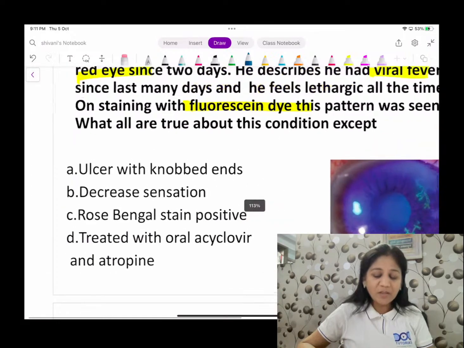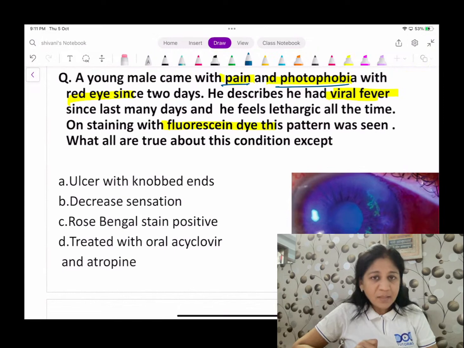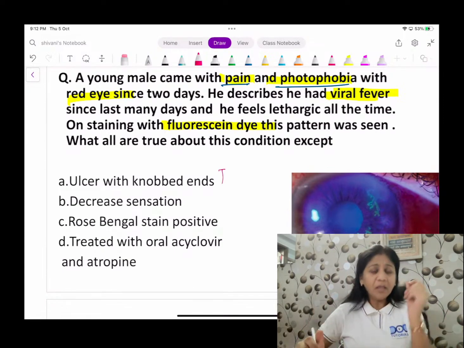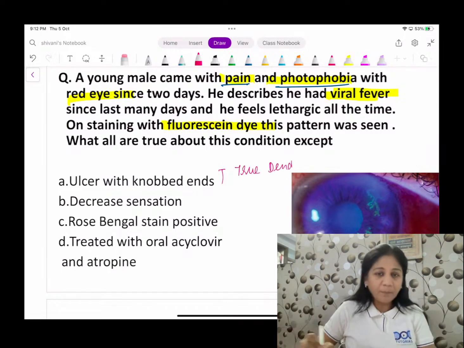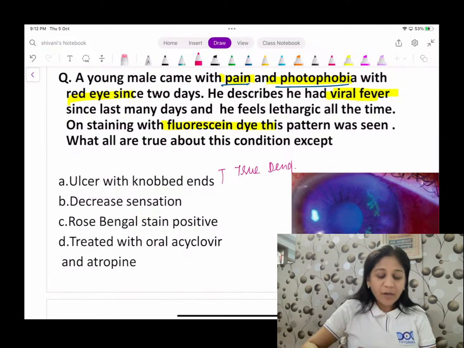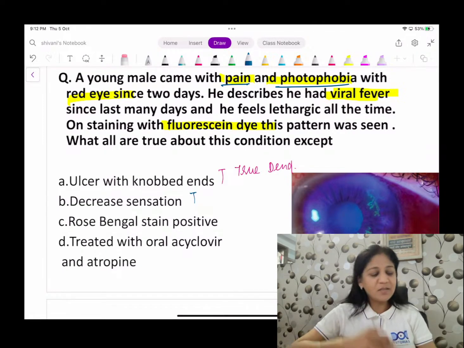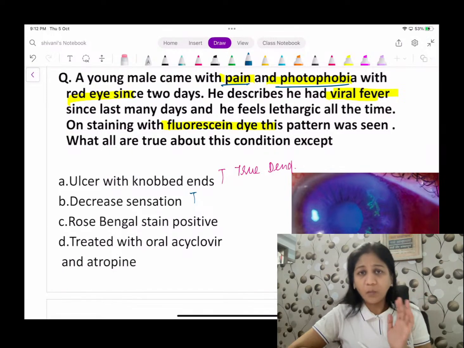Let's come back to the question and try to solve it. Option A says ulcer with knob head. I have just told you this is a dendritic pattern with knobs at the end, which makes it a true dendritic ulcer. Now remember friends, a very important statement: in herpetic ulcers, the corneal sensations become less. It's a very important statement for your exams. Herpes leads to decrease in sensations on the cornea. This can come to you again as an MCQ.